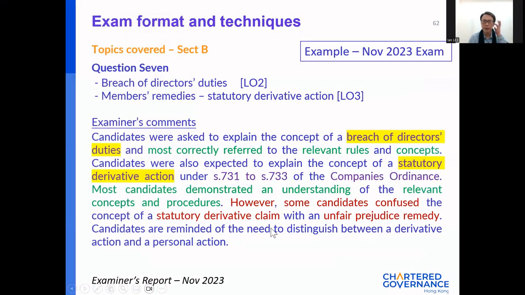So let's look at the examiner's comments. Before we do that, the topics. So breach of directors' duties and members' remedies are from Learning Outcome 2 and Learning Outcome 3.